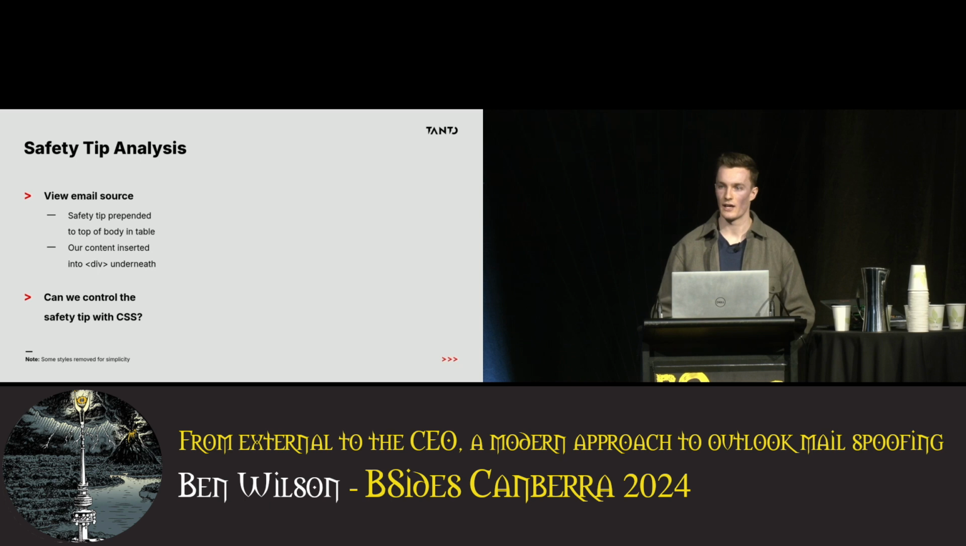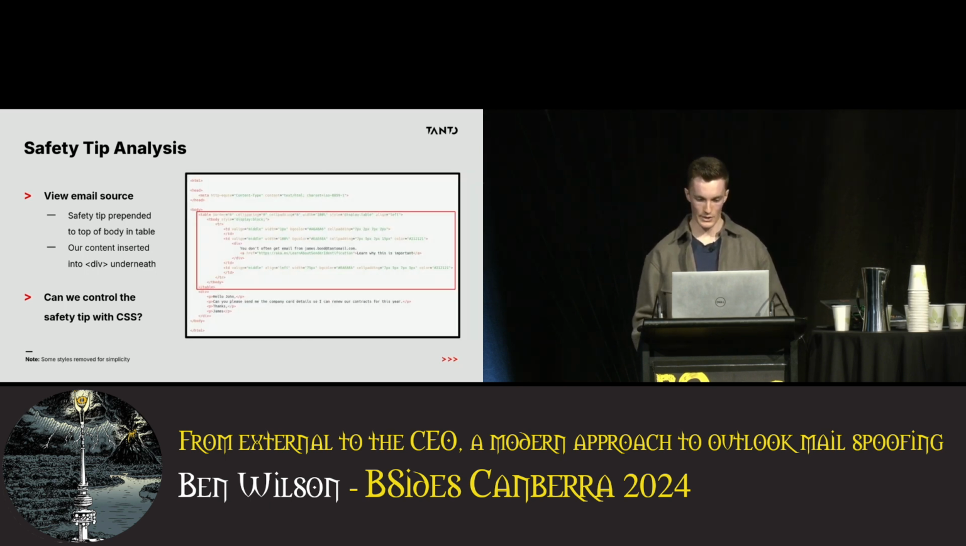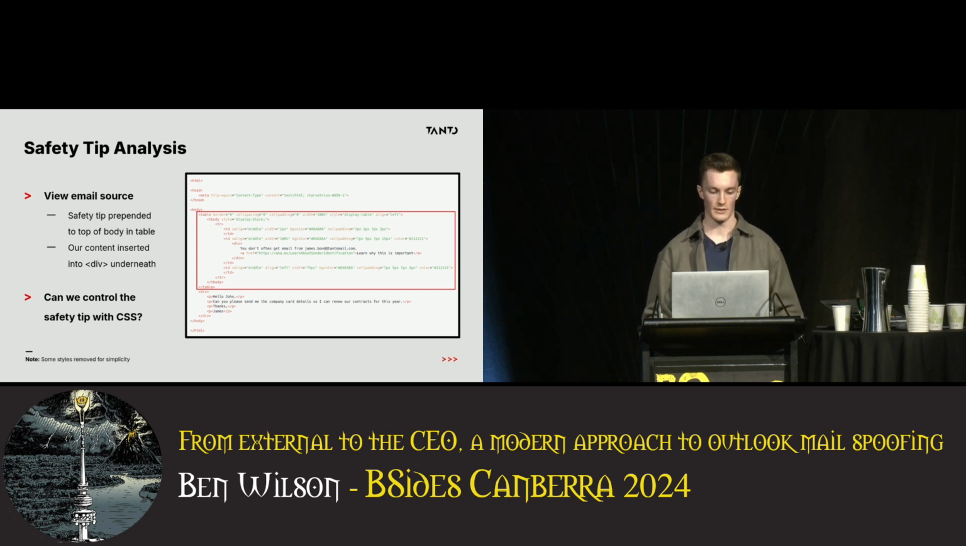I decided to analyze the safety tips, so I dived straight into the email source. If you didn't know, especially in Outlook, you can click on a little menu and download or view the email source, and it'll show you all the SMTP headers and the actual content of the message. I did this, and what I noticed in the message content is that the safety tip, when it's inserted, is prepended to the top of the message body in a table, and our content is inserted in a div underneath.